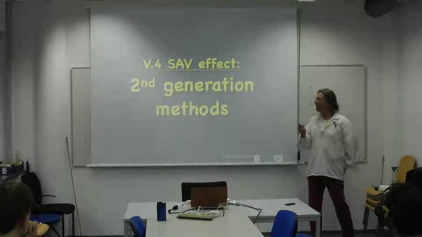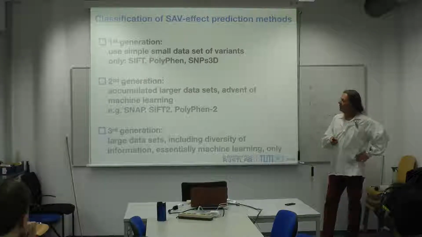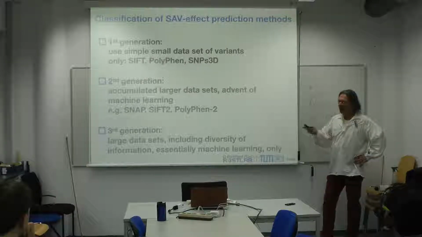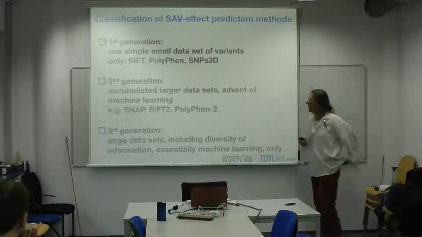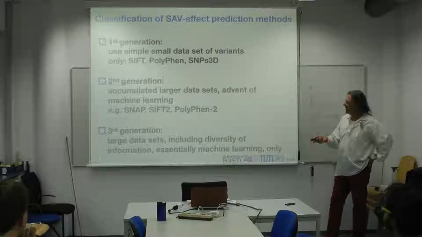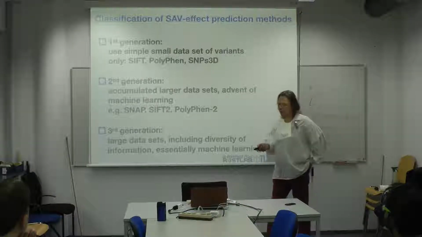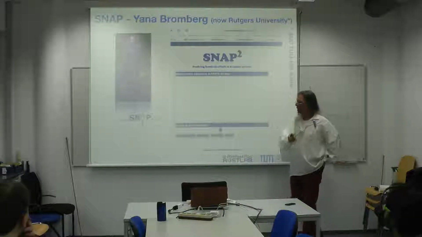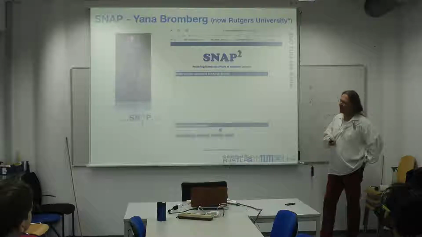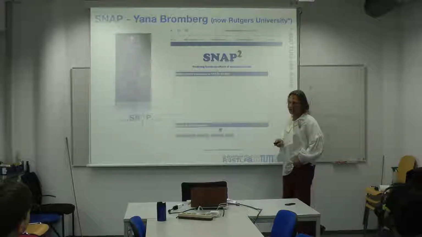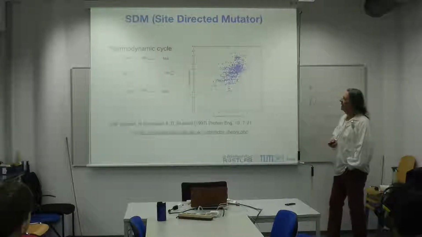Okay, anyway, I can now begin to do the second generation method, which essentially builds these larger data sets and does machine learning. I'll get back into that method. I begin with the first idea about that method now. And then there's sort of a third generation of methods that try even larger data sets and put in more information. Okay, and the method, sort of our in-house method, comes originally from Yana Bromberg, who was a professor at Rutgers University. Let me just go through a bunch of methods before that.